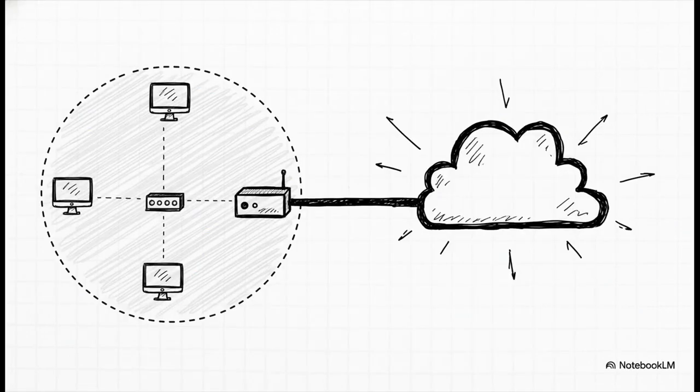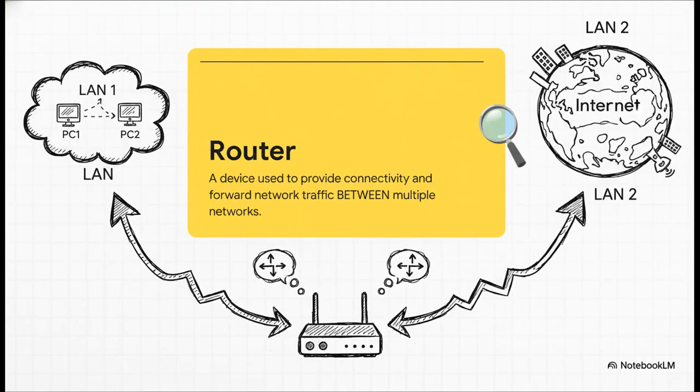So if the switch is the local mail sorter for one building, the router is like the main post office for the entire city. It is the official gateway that connects our private local network to that vast public network we all know as the internet. And that's its one single crucial job, connecting different networks. A router could not care less about the little chat happening between PC1 and PC2 in the same room. It only cares about one thing, taking a message from your LAN and figuring out the absolute best path to get it to another LAN, wherever that might be in the world.